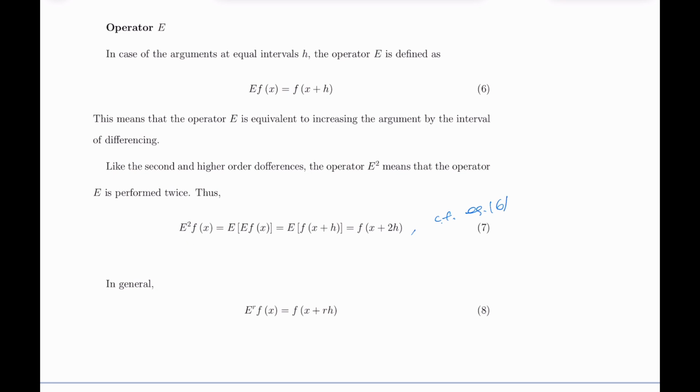So we have E square fx can be written as E of E fx, and E fx is fx plus h. So again we are operating E on fx plus h. So the argument will be increased by h. So this will be equal to fx plus 2h. So see here, this is E square, so it is 2h. So in general, E to the power r fx will become fx plus rh. This is so simple.